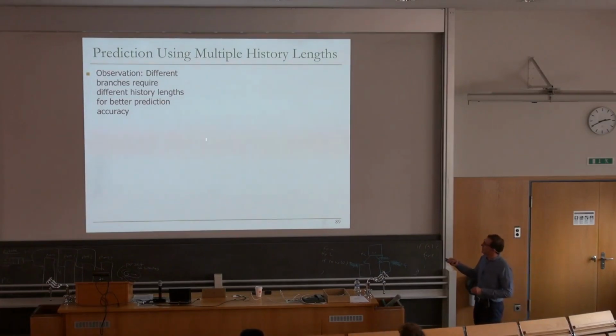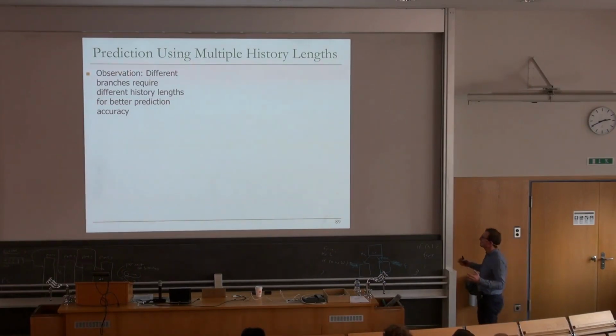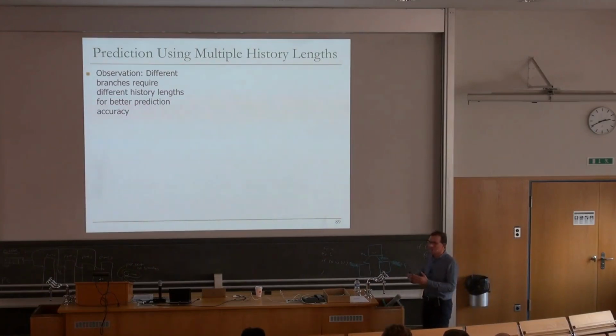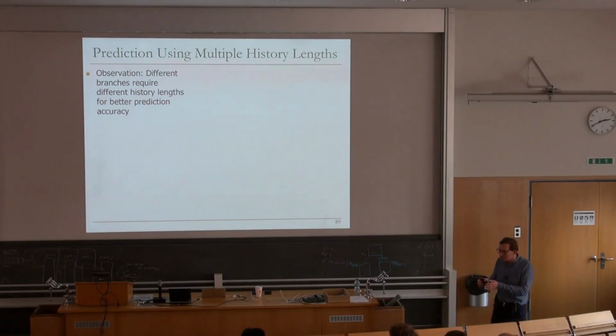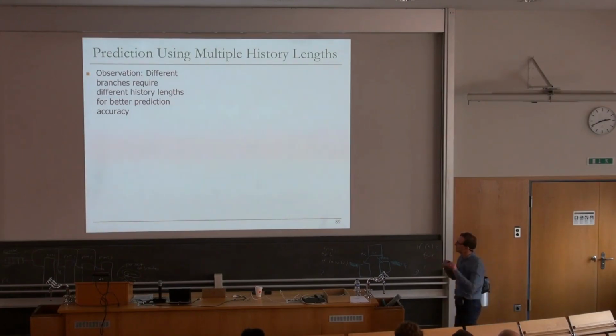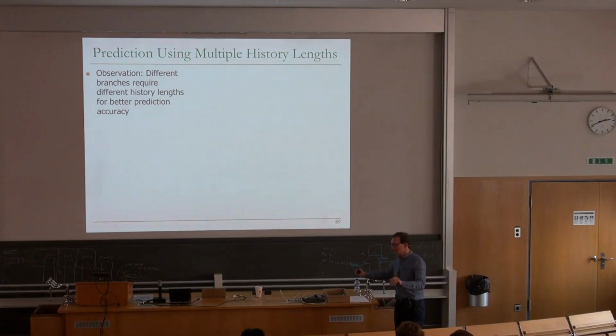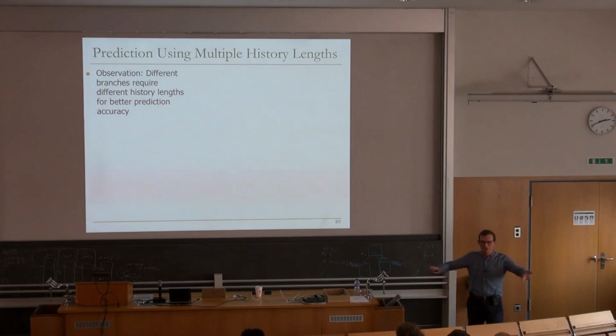The key observation it relies on is different branches require different history lengths for better prediction accuracy. Now this shouldn't be non-intuitive because we said that there is correlation between the branches, but sometimes the branch that you're correlated with is very close to you, sometimes it's far away from you, sometimes it's somewhere in between. So if you can somehow identify these things, you can reduce in one way you can reduce the interference.